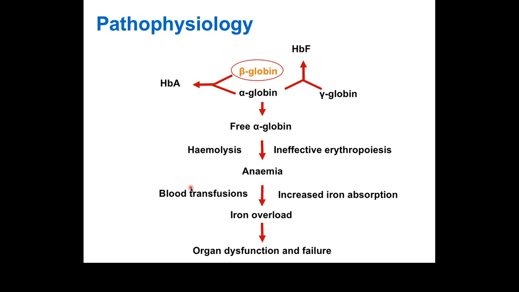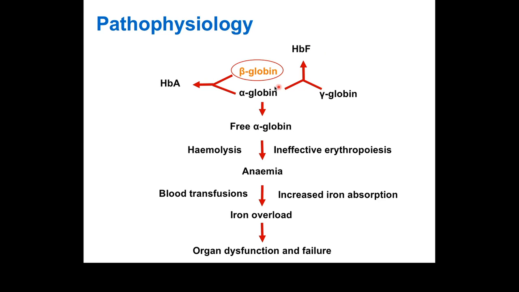Before we move on to the treatment of thalassemia, it is important that we understand the pathophysiology of thalassemia, because most therapies are based on the pathophysiology. As you can see in this picture, the predominant defect is in the beta globin gene. There will be absent or reduced production of beta globin, which will lead to reduced hemoglobin A synthesis. However, the production of alpha globin continues normally. Some of this alpha globin can combine with gamma globin to produce hemoglobin F.